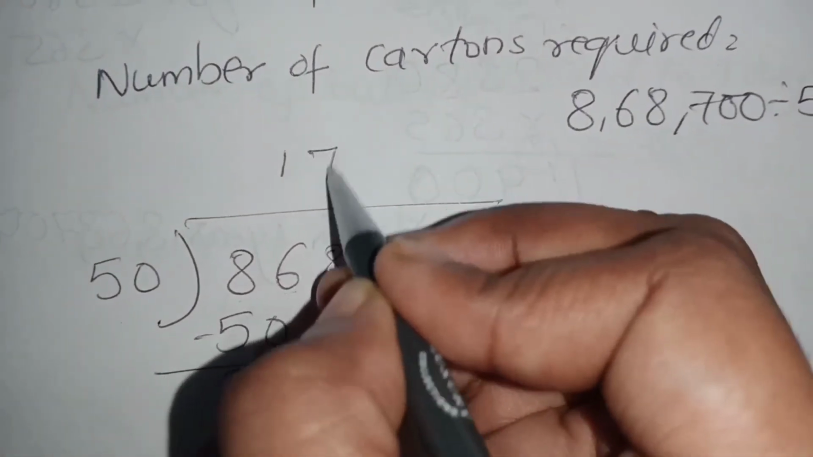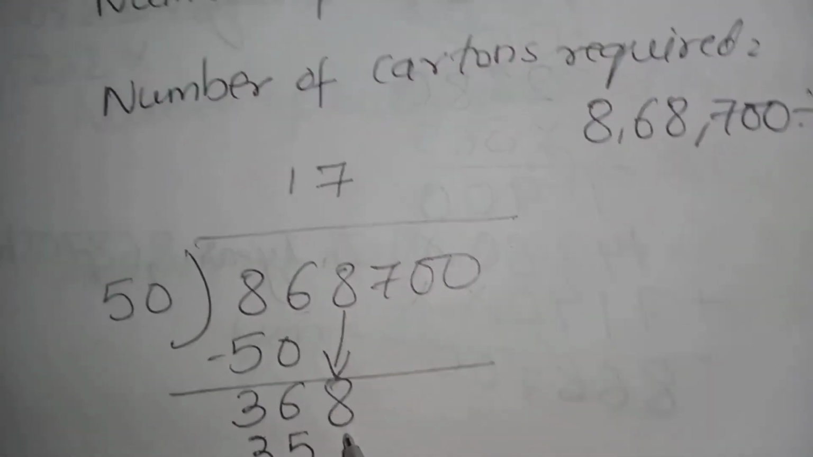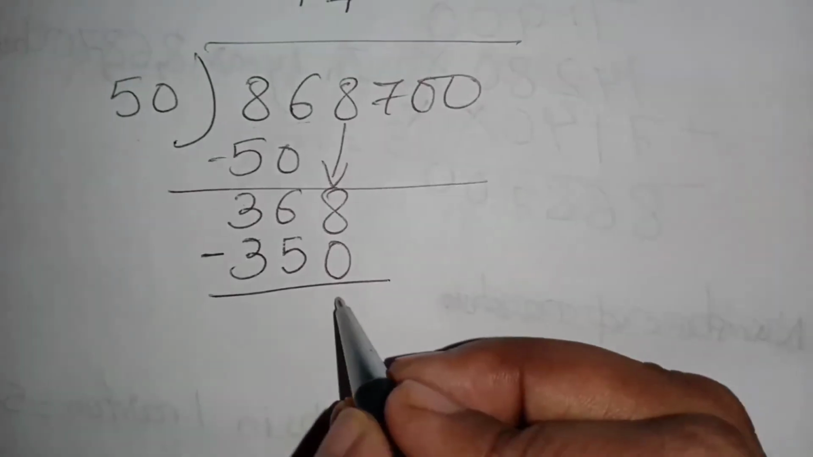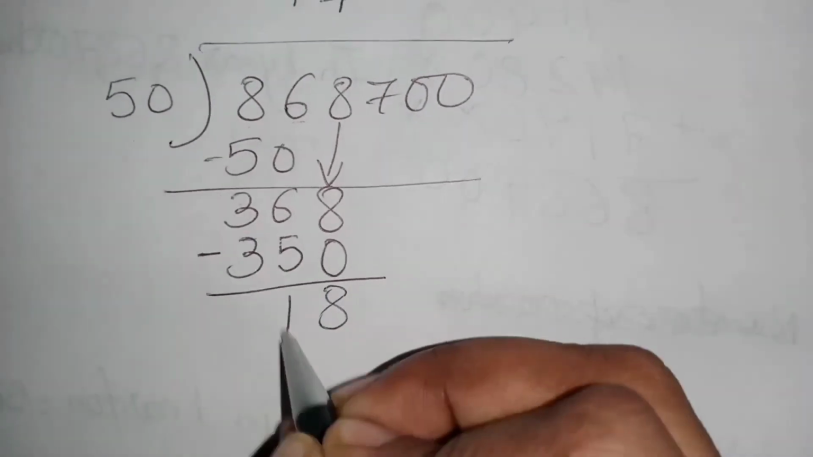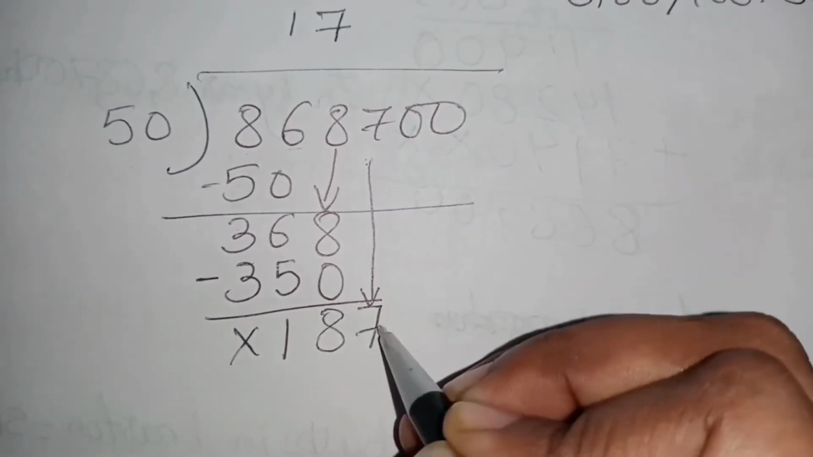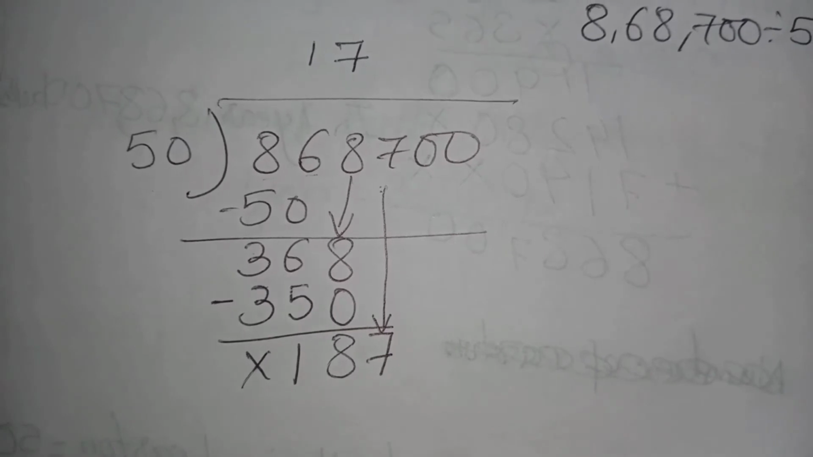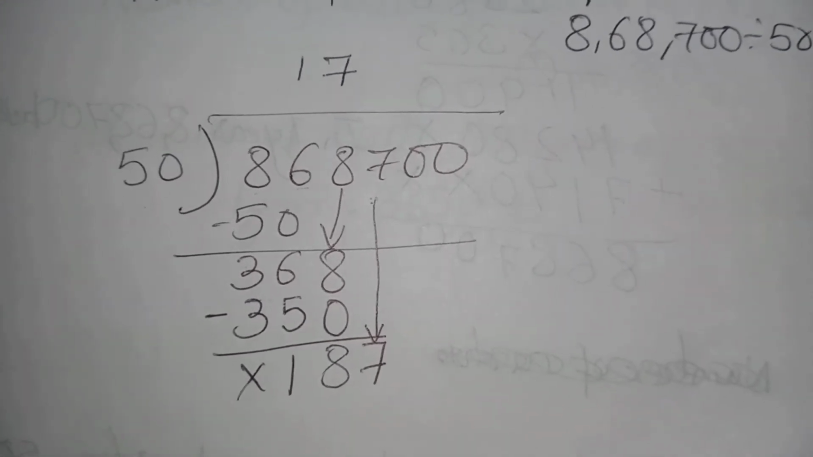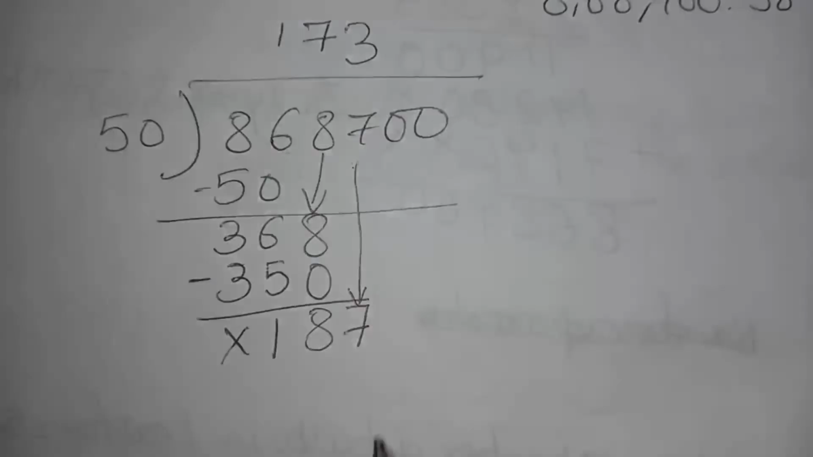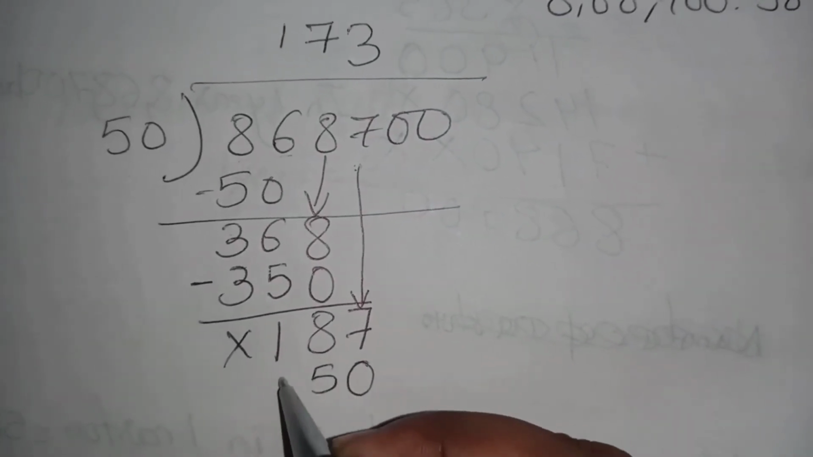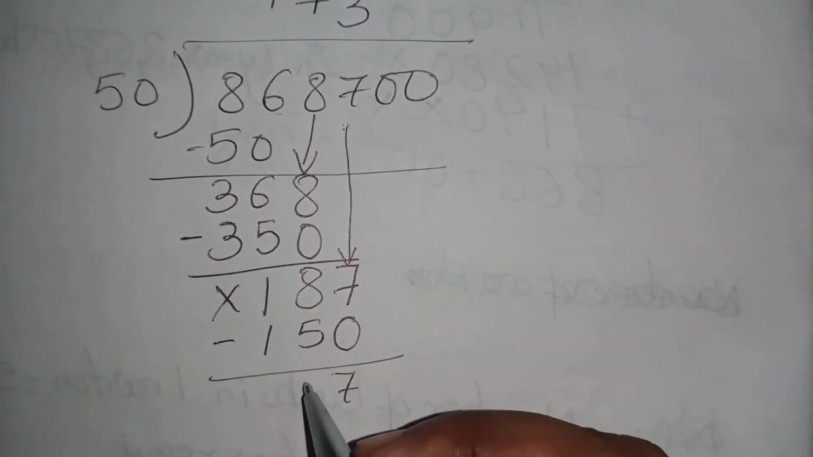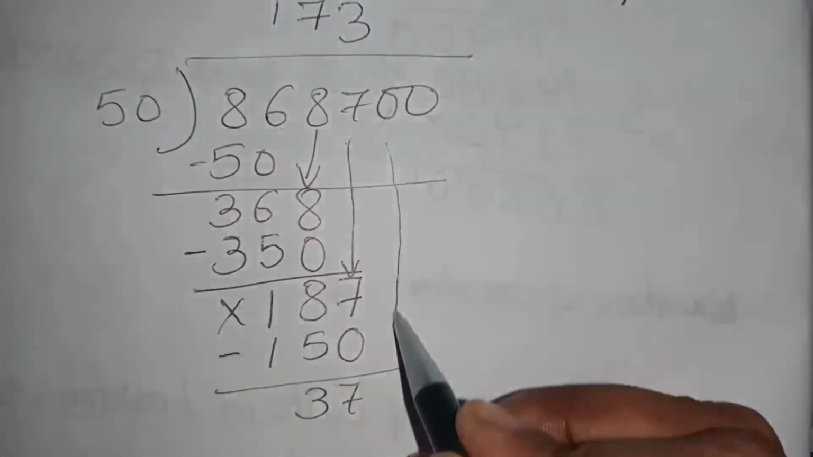350. So 50 7s are 350. Now what do you have to do? We have to subtract this. 8, 6 minus 5 is 1, 3 minus 3 is 0. Bring 7 down. Now in the 50 table 187 doesn't come, so what comes less than this? It comes 150. So 50 3s are 150. Now let's subtract this. 7, 8 minus 5 is 3. Bring this 0 down.